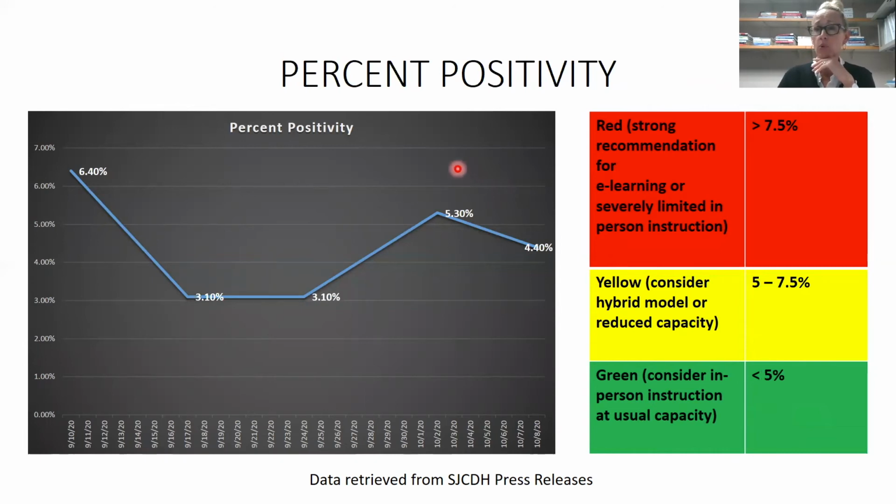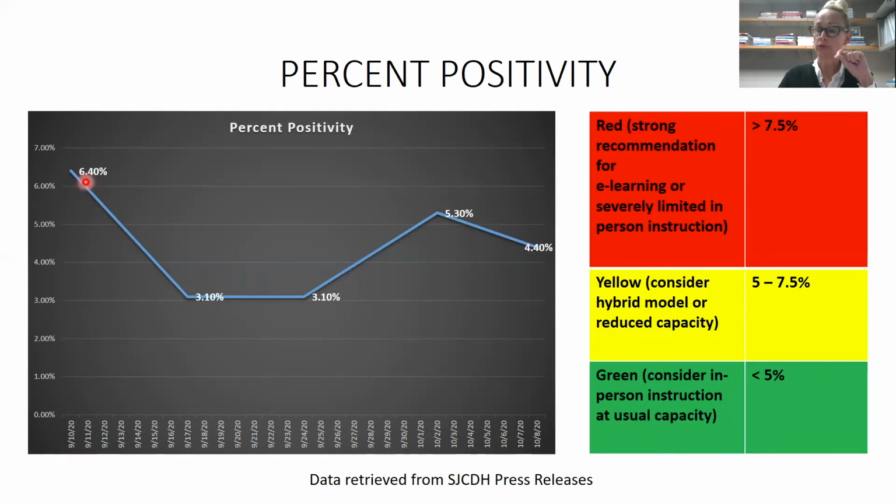This is another important statistic, and this reflects the positivity rate of those who have tested for COVID. So the way that we calculate this statistic is we take the total number of people who have tested positive and divide that by the number of people who've taken a test on a particular day. So let's again look at the chart on September 10th.